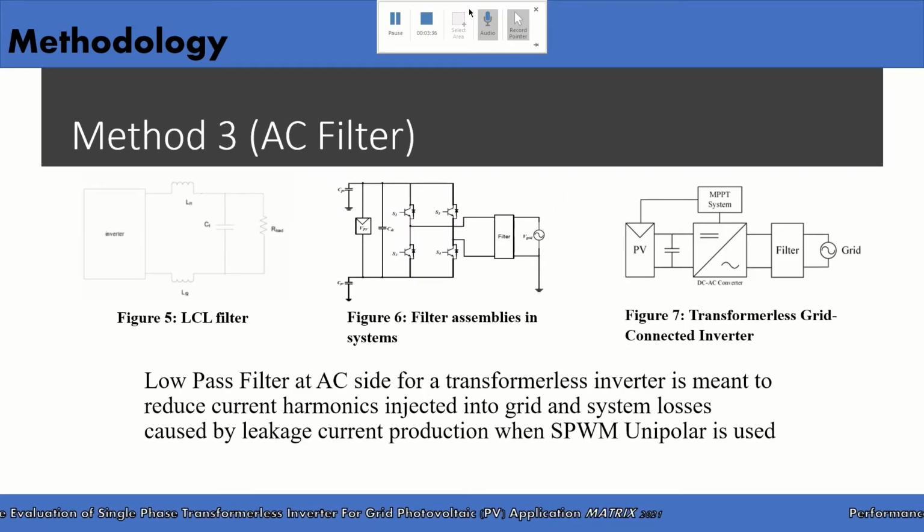And the last method is the AC filter. A low pass filter at the AC side of the transformerless inverter is meant to reduce the current harmonics injected into the grid and system losses caused by the leakage current production when SPWM unipolar is used.